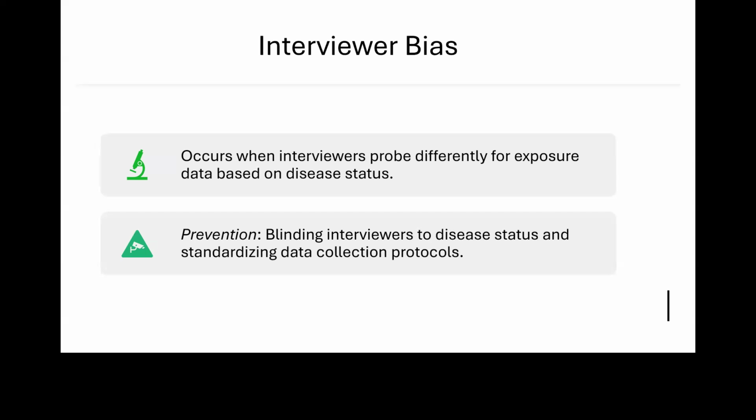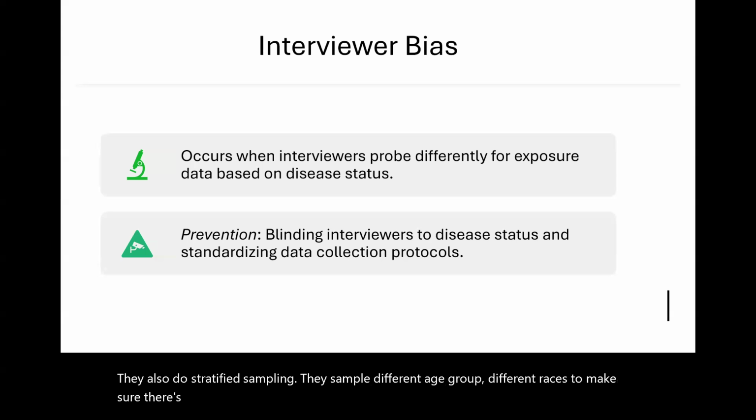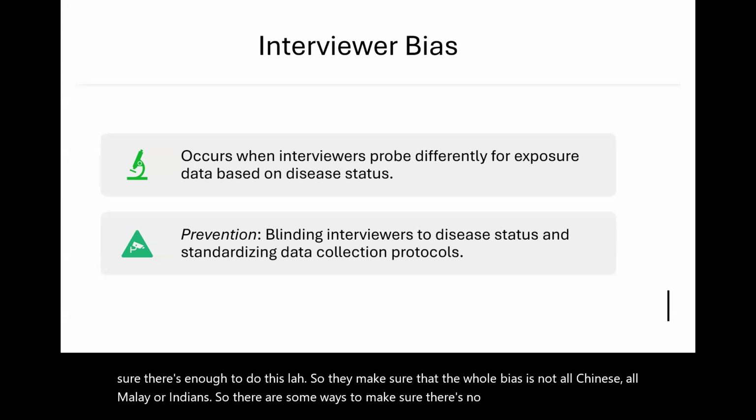minimum how many visits in the morning, afternoon, and night. For example, weekday and weekend. Make sure not all weekdays. So the protocol for the data collection process is something to adhere to. They may also do stratified sampling. They sample different age groups and different races to make sure there's enough of each, so the sample is not all Chinese, all Malay or all Indians. So there are some ways to make sure there's no bias in your sample selection data.